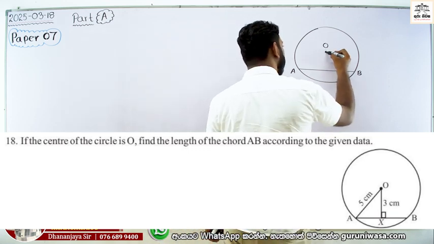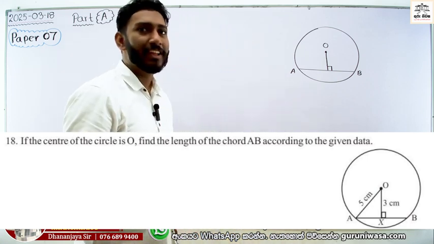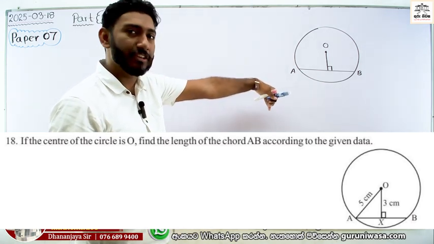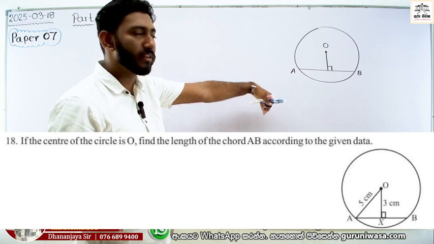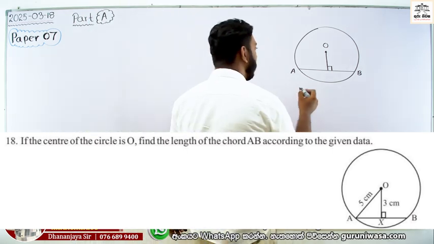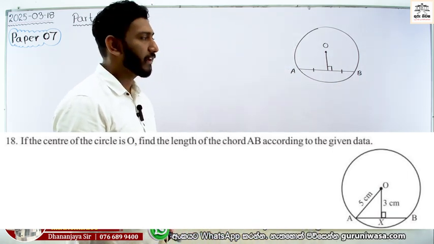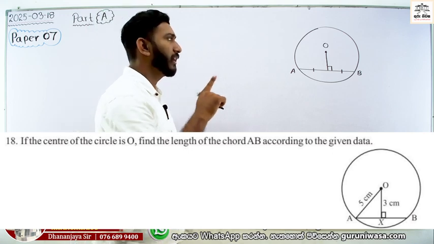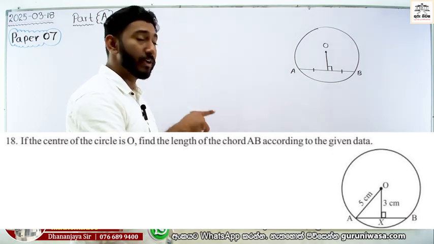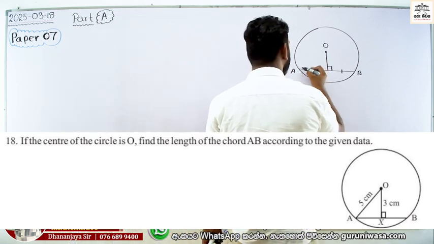And O to X is a perpendicular, the straight line drawn from the center to the chord. Now what happens? The chord becomes bisected by this straight line. This is an important thing. If you have a perpendicular, then the chord becomes bisected. And if a chord is bisected by a straight line, that straight line is a perpendicular. Definitely an important thing.